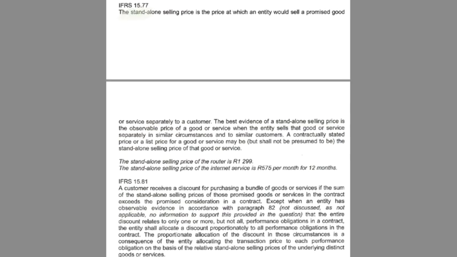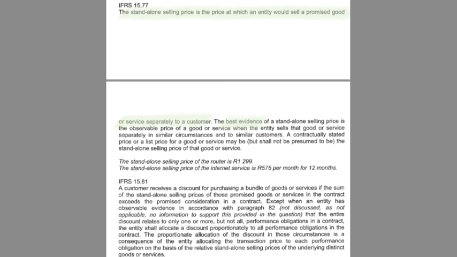A standalone selling price is the price at which an entity would sell a promised good or service separately to a customer. And the best evidence of a standalone selling price is the observable price of a good or service when the entity sells that good or service separately in similar circumstances and to similar customers.